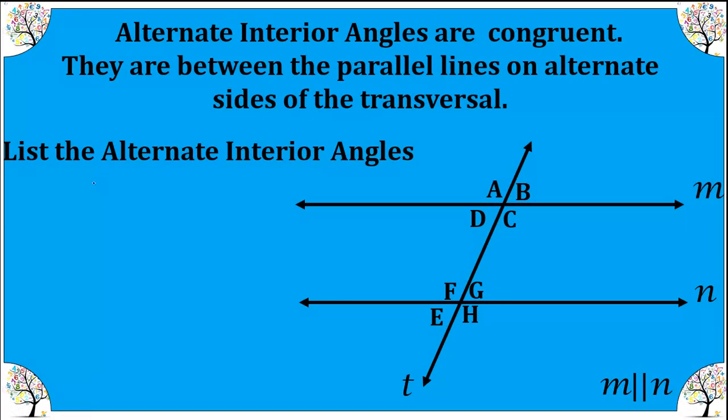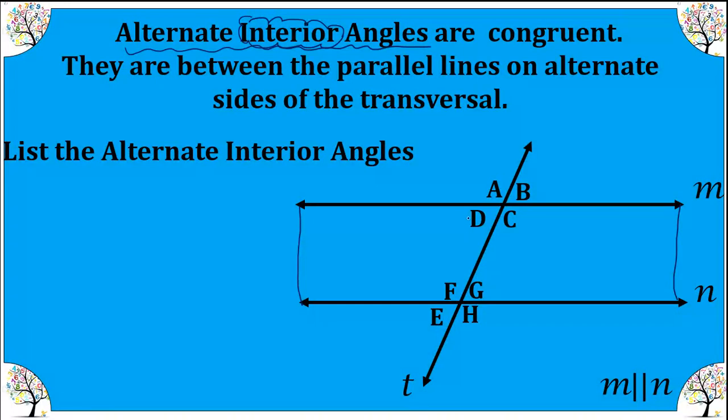Now let's take a look at alternate interior angles. They are congruent, and we've already talked about the word interior, so we're talking about the inside angles of the parallel lines. So we're talking about D, C, F, and G. And the word alternate means that they alternate along the transversal.